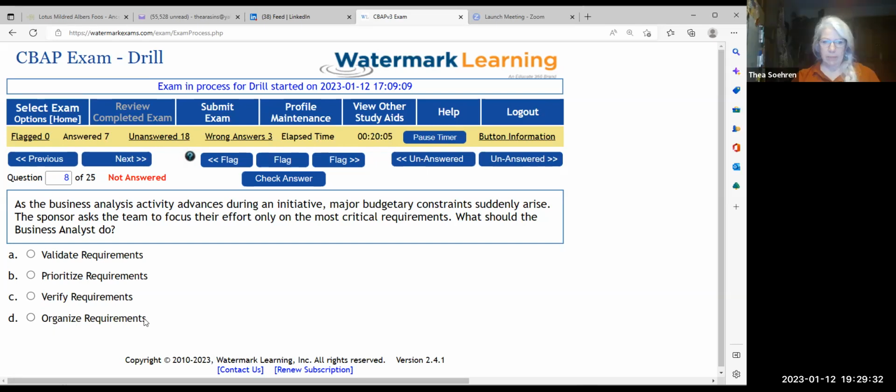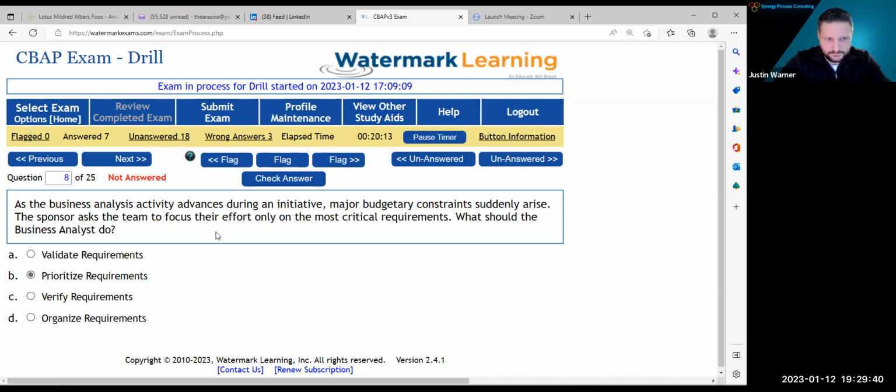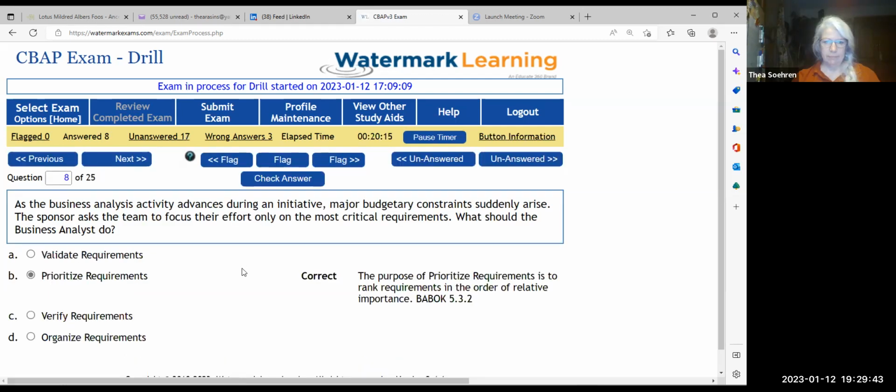Okay, so what do we think the answer is? Prioritize is the one that makes sense, but that doesn't mean it's right. Yeah, I say prioritize. Let's find out. And it is correct. The purpose of prioritize requirements is to rank requirements in the order relative to importance.